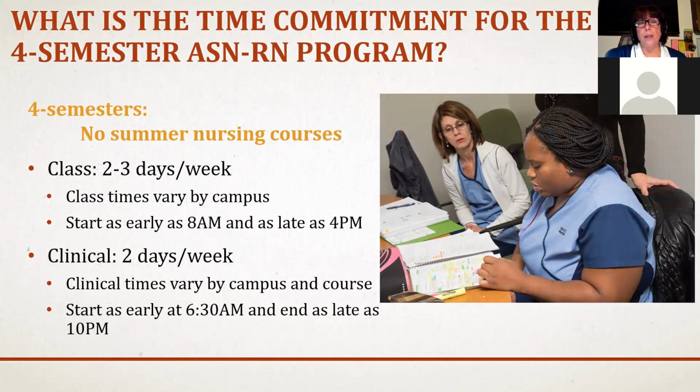So the 4-semester curriculum, we talked a little bit about this. The 4-semester curriculum has no summer. You'll be going fall or spring. Class is 2 to 3 days a week. Class times are going to vary by campus, but you will start no earlier than 8 a.m. for class and stay no later than 4 p.m. for class. Clinical, although we say this is a daytime program, clinical may be an evening session. You will have evening clinical from time to time in the 4-semester curriculum. Clinical is 2 days per week. The times vary by campus, but they start as early as 6:30 in the morning and could end as late as 10 p.m.